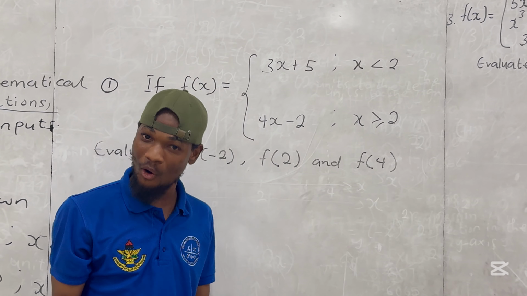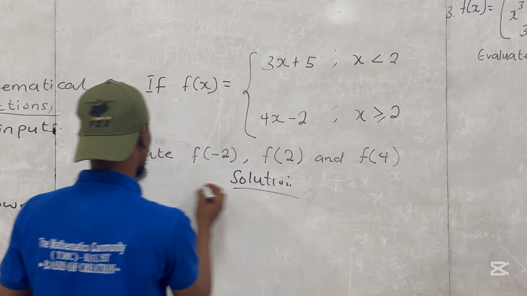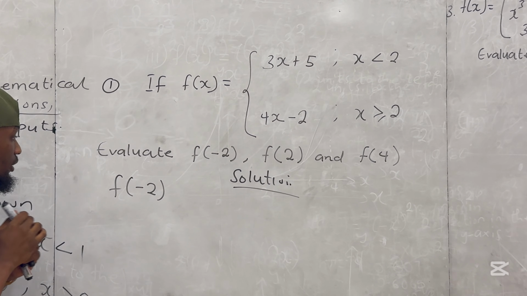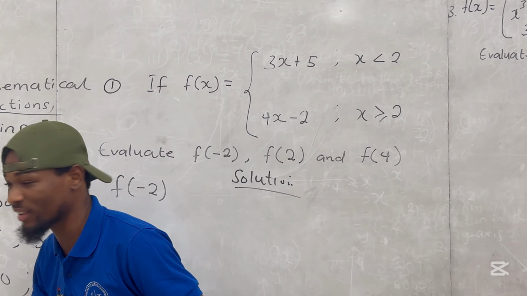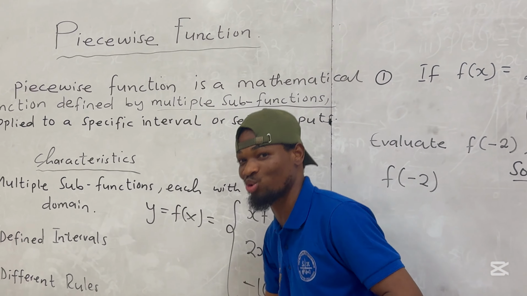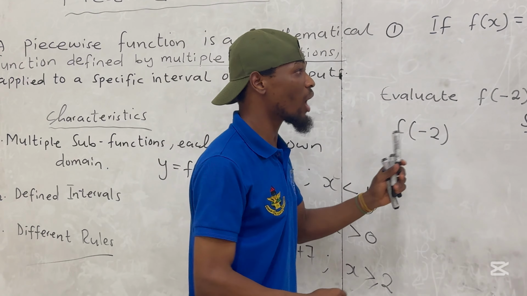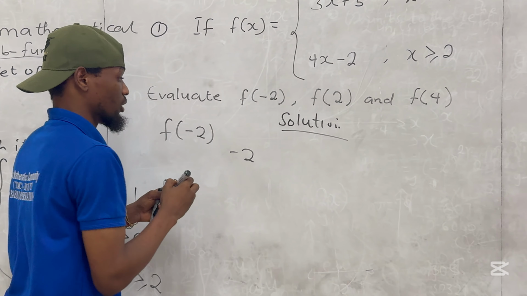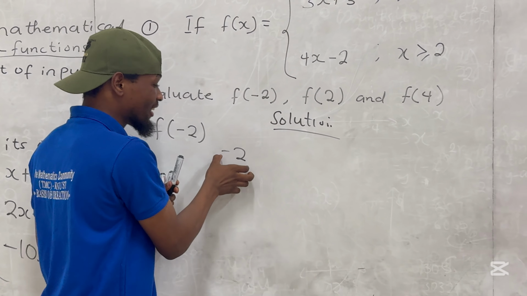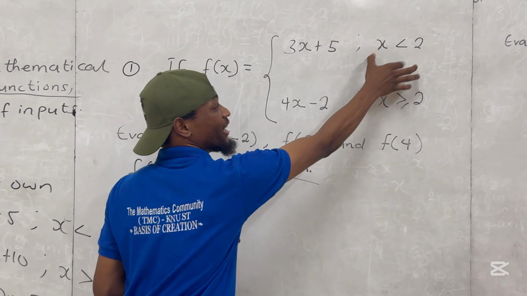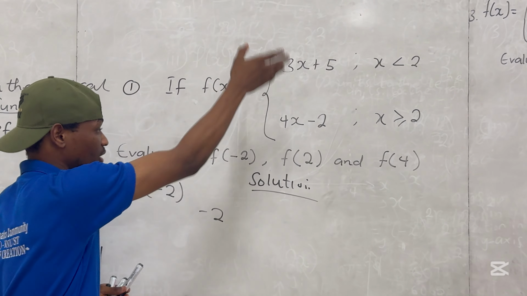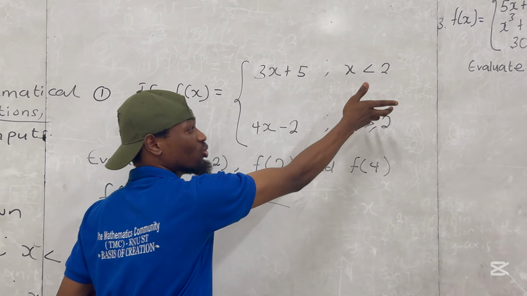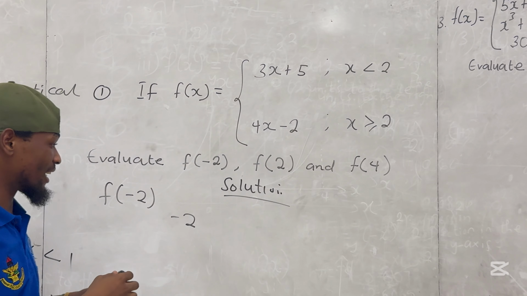So we have our solution this way. So here we have f of negative 2. So what are we supposed to do? Different rules. Let's see how it goes. So you ask yourself, the number over here, the negative 2, can this negative 2 fit into this or that? Which one best fits the negative 2? Let's see. Here we have x is less than 2. What does it mean? So let's say x is less than 2.